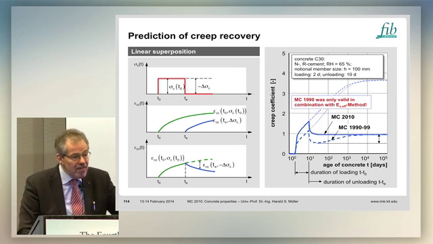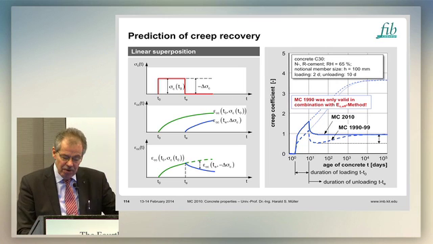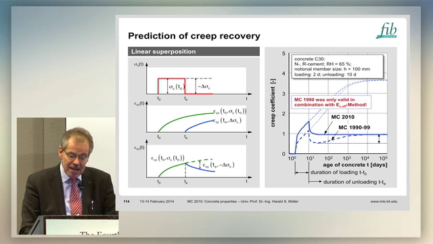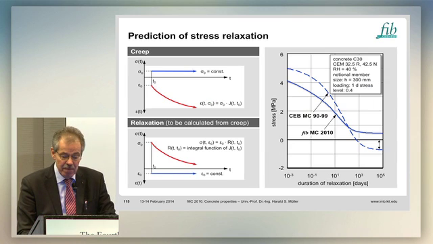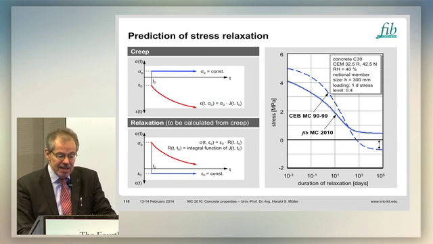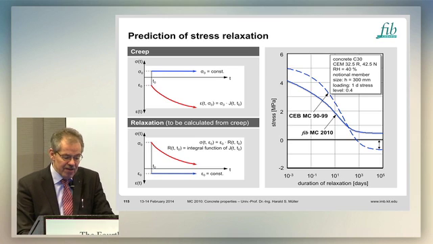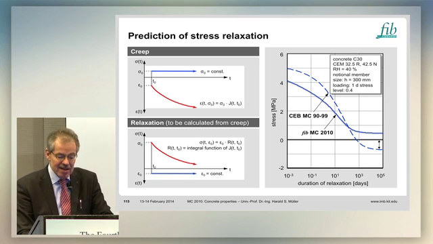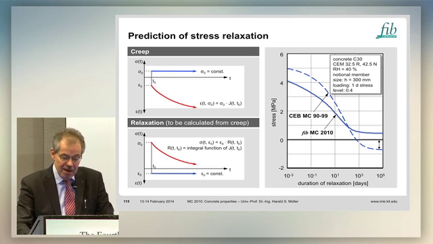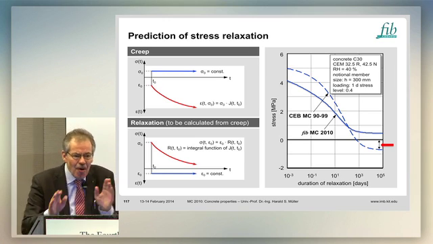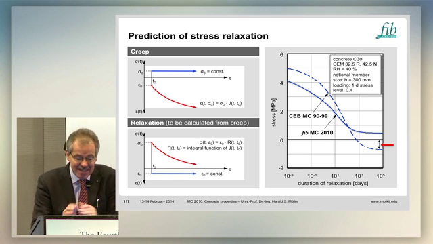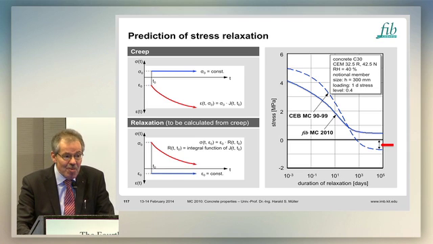But we knew it already for Model Code 90, so we said Model Code 90 can be applied for recovery only in combination with the age-adjusted effective modulus method. Prediction of relaxation: on the left-hand side, definitions of creep and relaxation. On the right-hand side you see the prediction of Model Code 90. For some very seldom cases you have a change in sign of the stress, which is illogical. Not nice to have. It only happens very seldom, but it happens. But now we managed to avoid it completely.